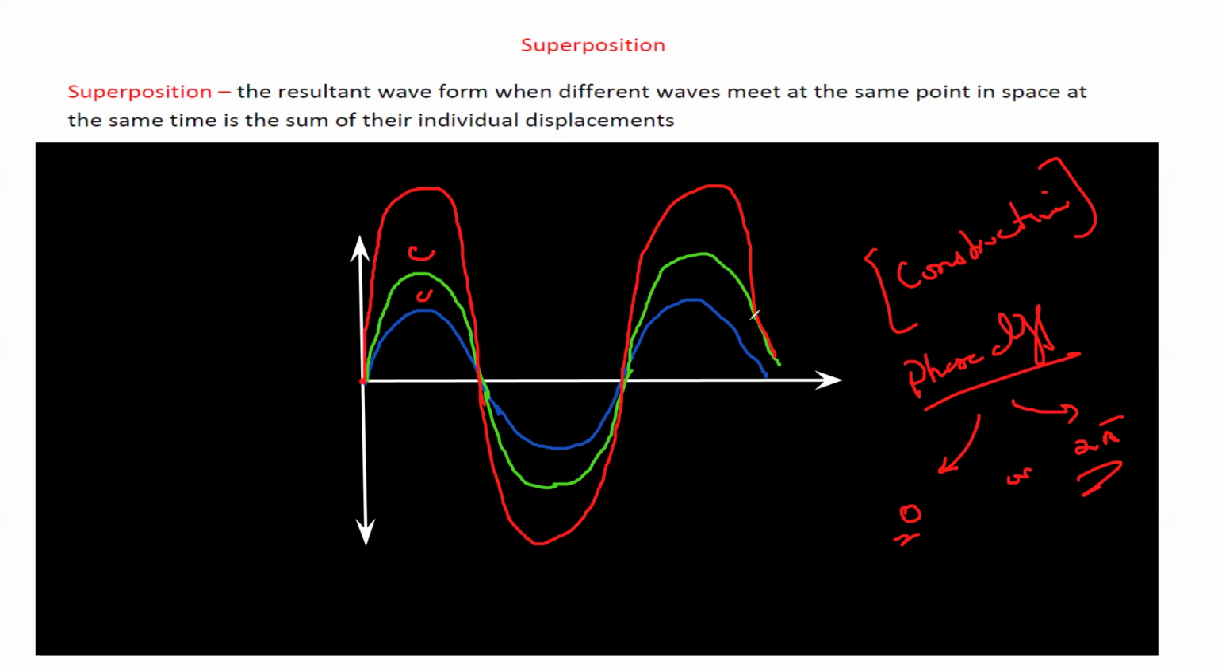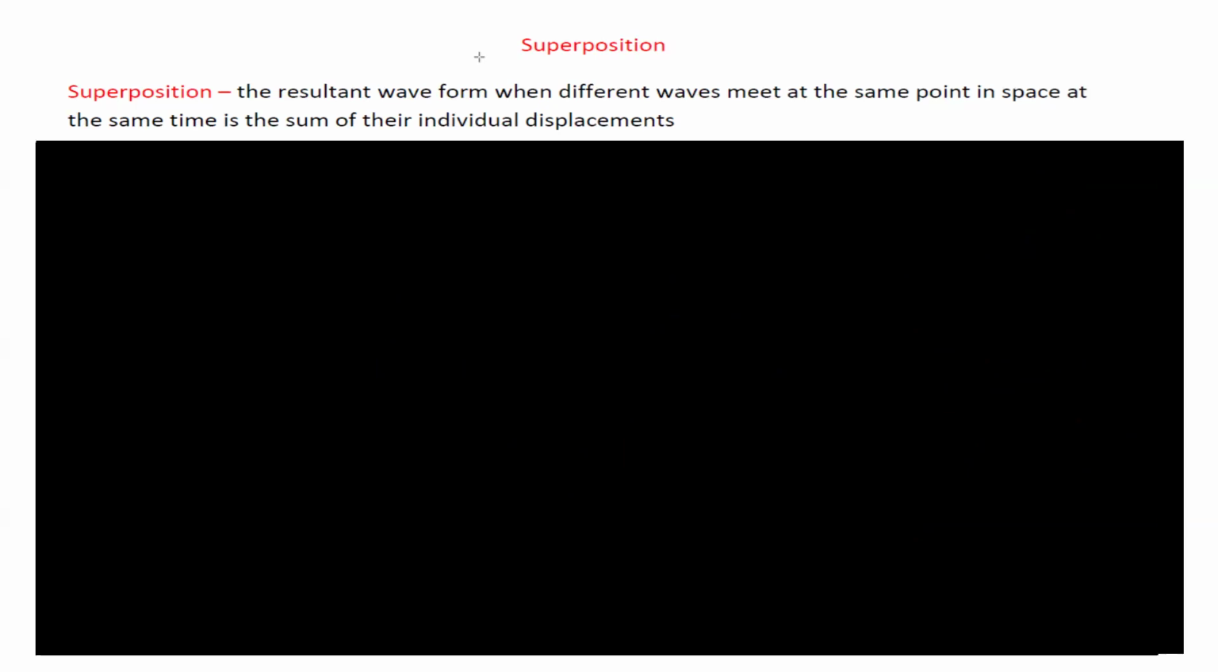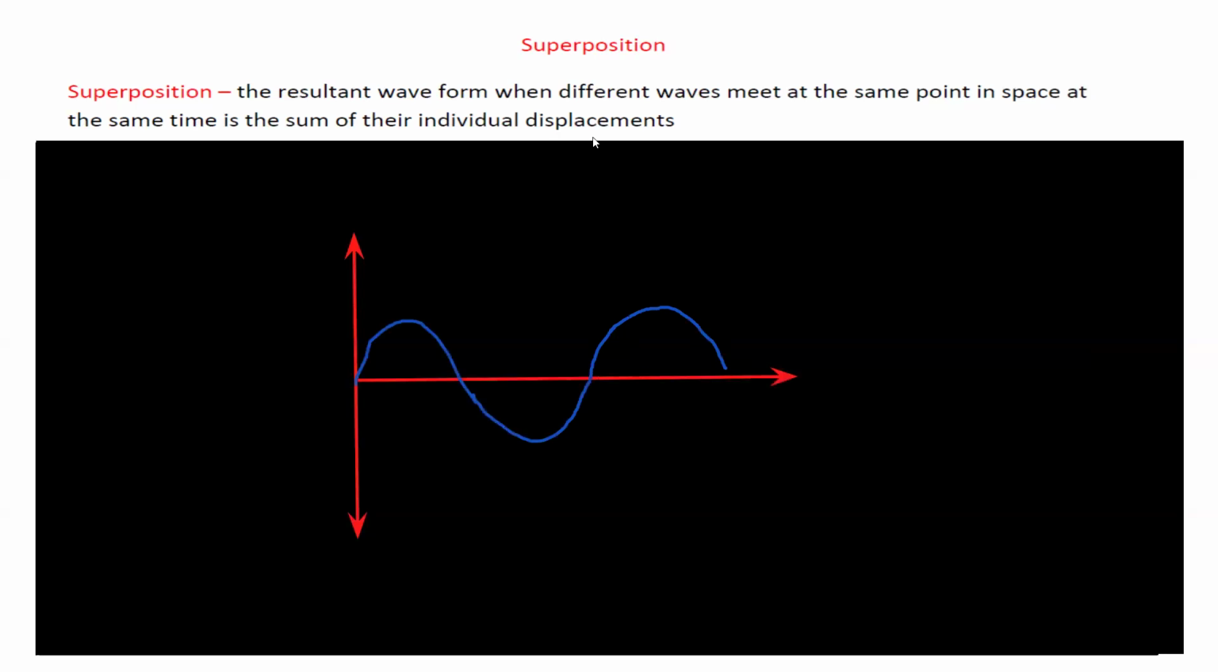But when there's a destructive interference, when the two waves combine with each other, crest of one joined with the trough of another, what kind of interference do we expect? Constructive or destructive? What kind of interference here? So it will be a destructive interference.